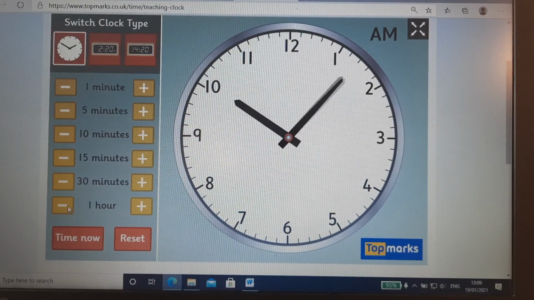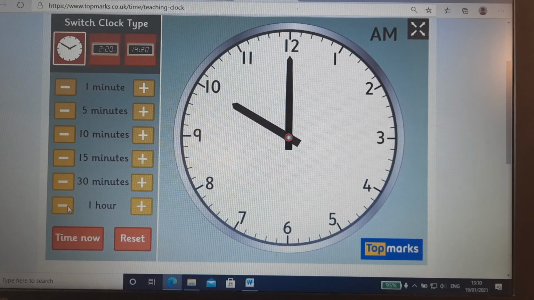Let's see what happens when it is 10 o'clock in the morning. Make a prediction. What do you think? Write down what it will look like in 24-hour clock. Press pause whilst you do it.